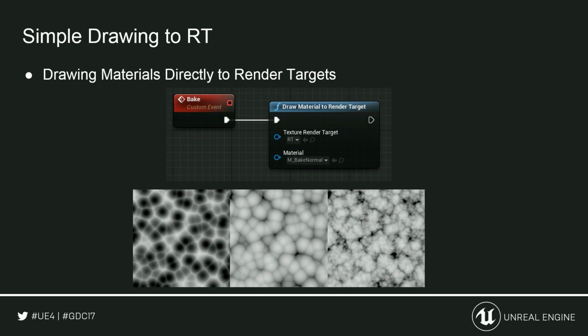In its most basic form, we draw a material directly to a render target. What we're seeing here is an example where I have a blueprint node, Draw Material to Render Target. Here we're baking down a material that has some expensive Voronoi noise. We do have a Voronoi noise node in the material editor now, but it's fairly expensive to use. But you can use it to pre-bake that into tiling textures and use them in interesting ways. That's just the beginning of how you can use this stuff.